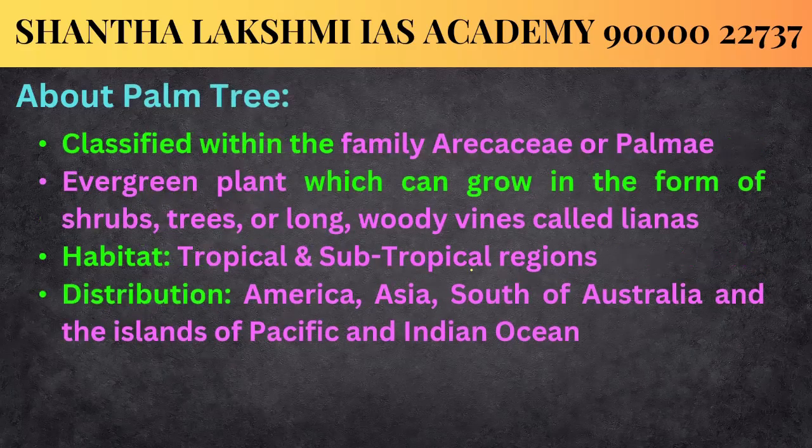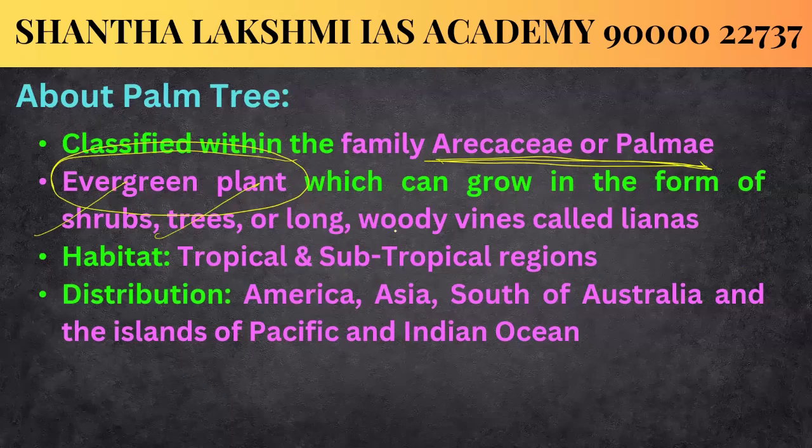Now coming to the palm tree generally. These palm trees are classified within the family Arecaceae or Palmae. These are evergreen plants which can grow in the form of shrubs, trees, or long woody vines called lianas. Its habitat includes tropical and subtropical regions. It is distributed in America, Asia, mostly from Japan to India, and the south of Australia, and the islands of the Pacific and the Indian Ocean.